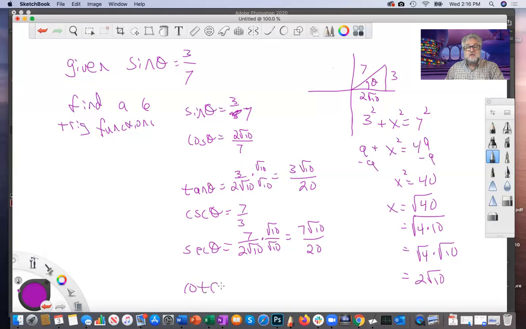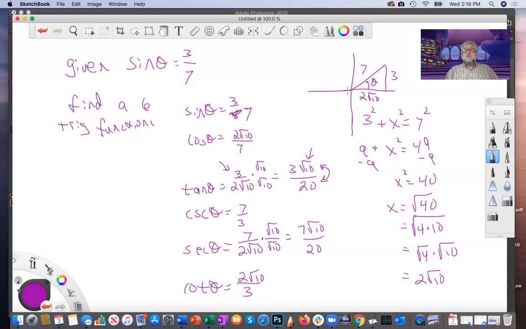And cotangent theta is 1 over tangent. So I could just do 1 over that, right? Would that be right? Yeah. So, because I don't want to flip this, because if I flip this, then square root of 10 ends up in the denominator, and I got to rationalize again. So I'm going to use the original one. 2 radical 10 over 3.